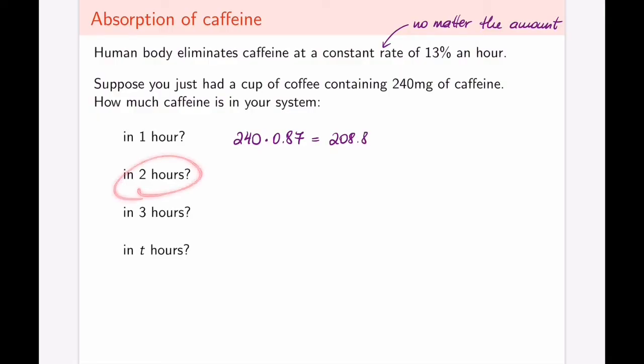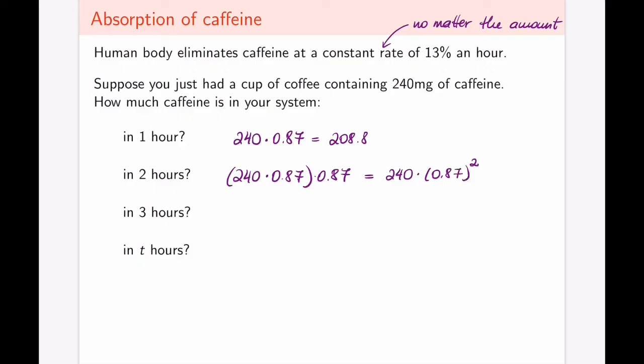What's going to happen in 2 hours? Well, the body eliminates caffeine at a constant 13% an hour. So in 2 hours, we're going to have 87% of what was there in 1 hour. So I can have 240 times 0.87, and then 0.87 of that, whatever number that ends up being. You notice already that we're seeing a familiar pattern. I have applied 87% to 240 twice by the time I got to the 2 hour timestamp.